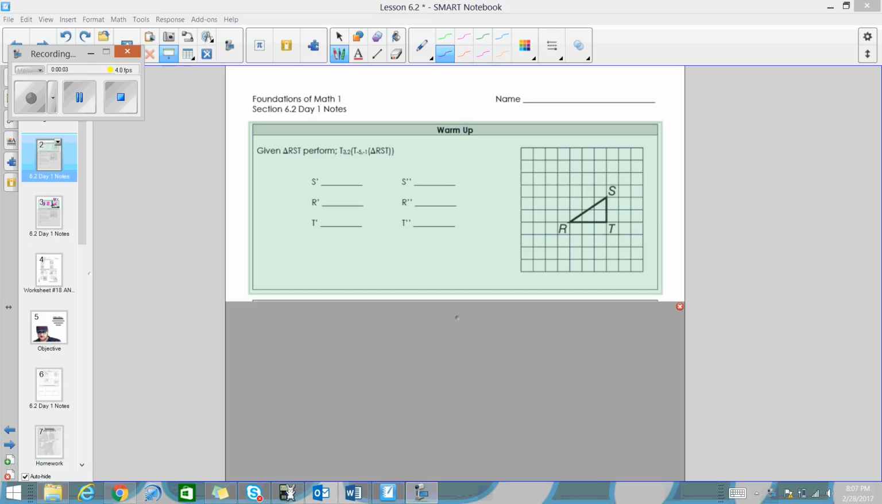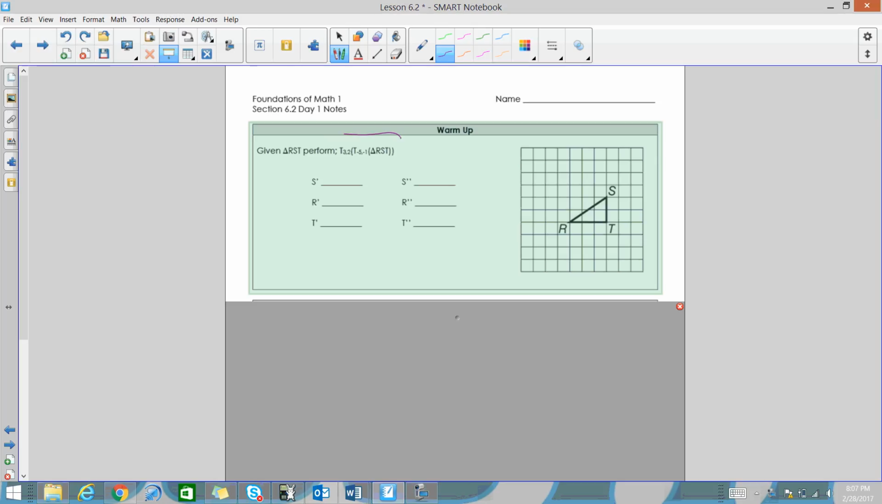All right, hey, so today we're going to start off with our warm-up. All I want you to do is perform this set of transformations. You're doing two transformations here on triangle RST, which I've already graphed here. You're going to do the first transformation and then the second. You need to know the order. We talked about this yesterday.